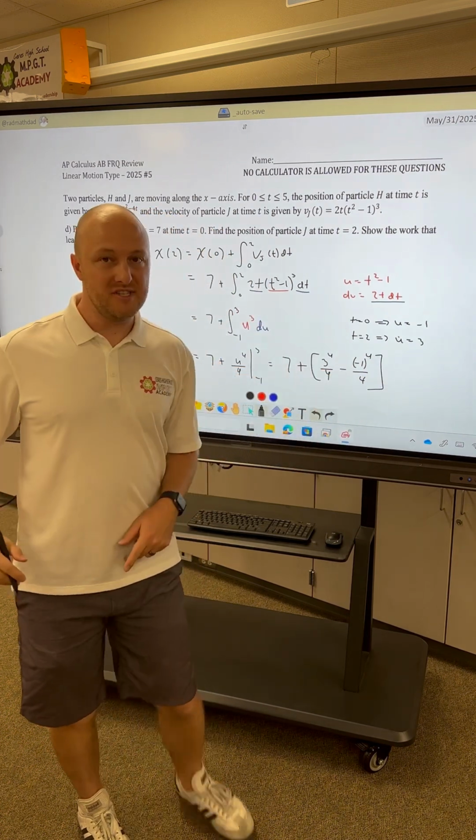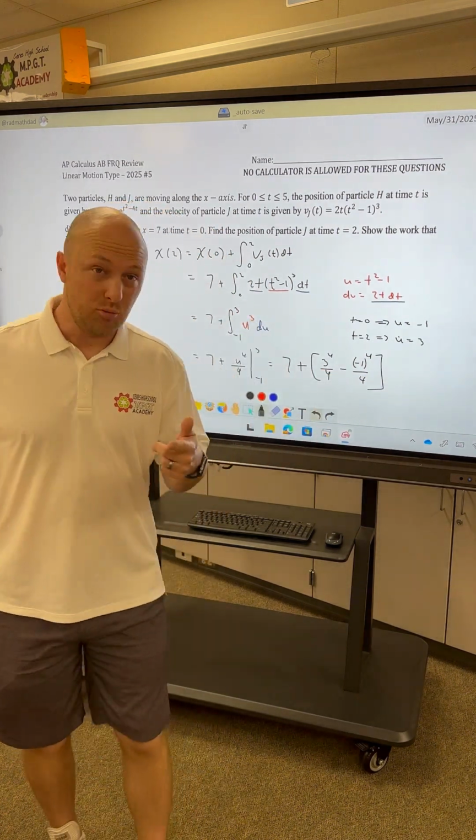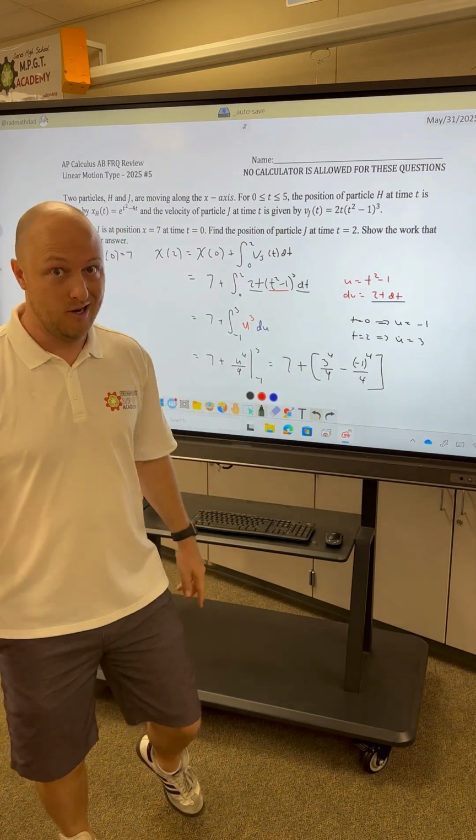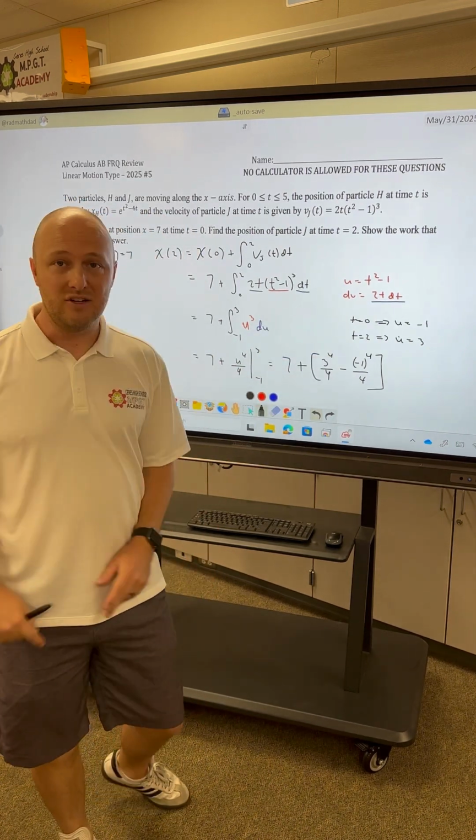Make sure you put parentheses around that negative 1. Very, very important, because negative 1 in parentheses to the power of 4 is different from negative 1 to the power of 4. There you have it. Did you get it?